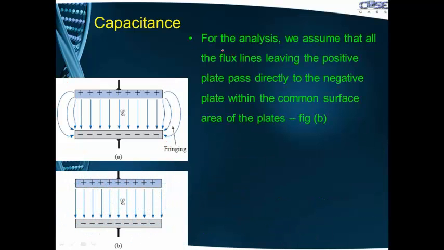So for the analysis, we assume that all the flux lines leaving the positive plate pass directly to the negative plate within the common surface area of the plates. We ignore the fringing effects and only consider the flux established within the plates.